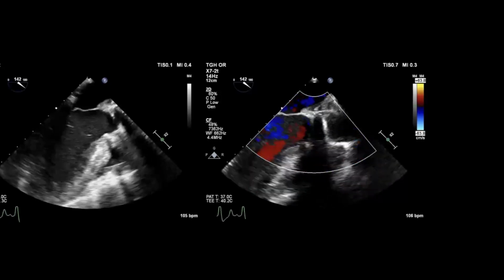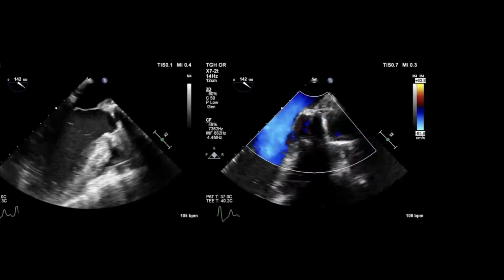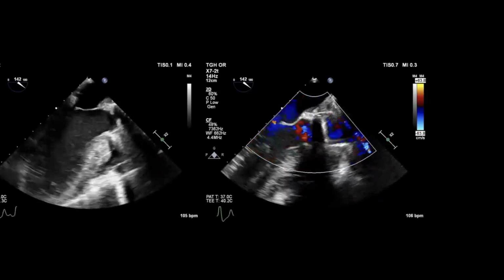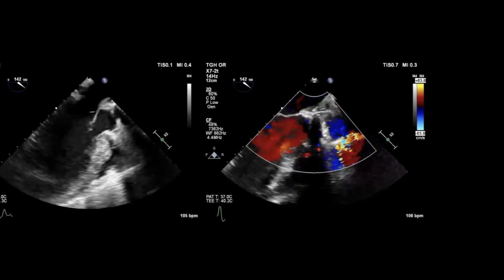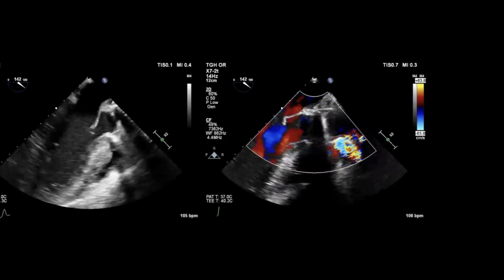And this is intraop, so as you see, there's now a mechanical valve, and the repair was performed with a pretty good result.